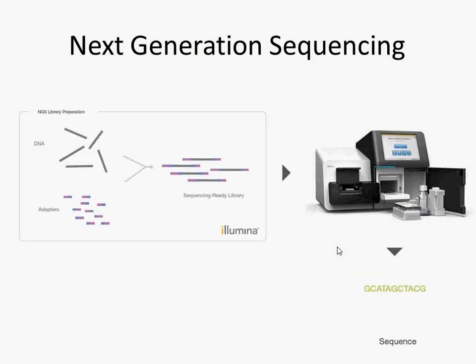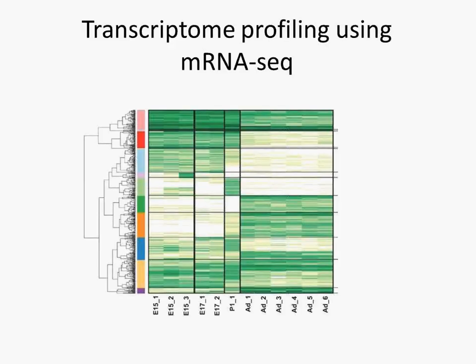Quickly, to make sure that everybody is on the same page with how next generation sequencing works, it's not just a matter of throwing DNA on a sequencer. You need to prepare that DNA for the ability to be sequenced by adding adapters to create what is called a sequencing-ready library. Then that library goes onto the sequencer and sequence data can be obtained. I'm going to turn to the technologies that we use. I'm going to start with how to generate transcriptome profiling using mRNA-seq.